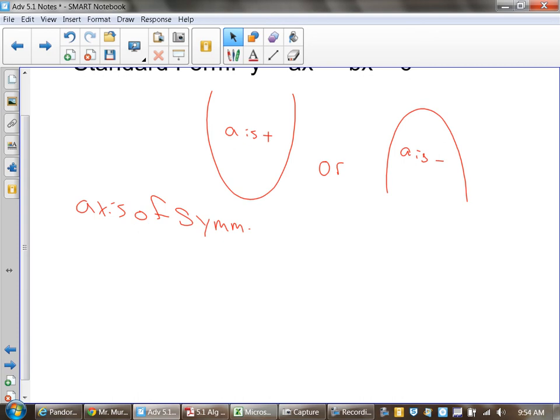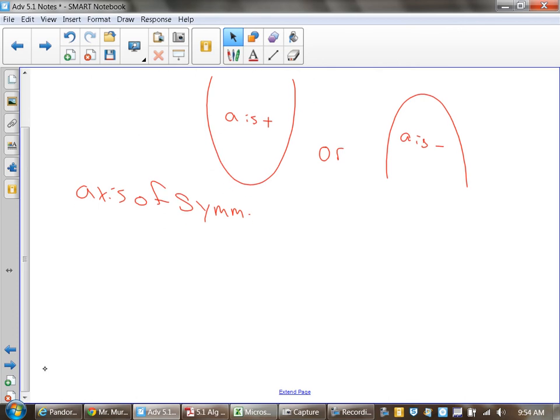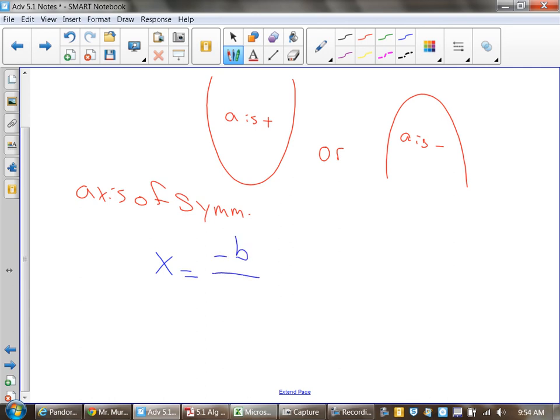Remember, when I talk about the axis of symmetry, every parabola has one, and it's always x equals some number. When you're dealing with it in standard form, it's always going to look like this: x equals the opposite of the b value divided by 2a. That allows you to calculate the axis of symmetry, and it's going to give you some numerical value.